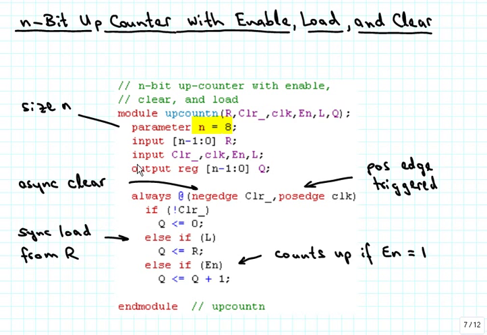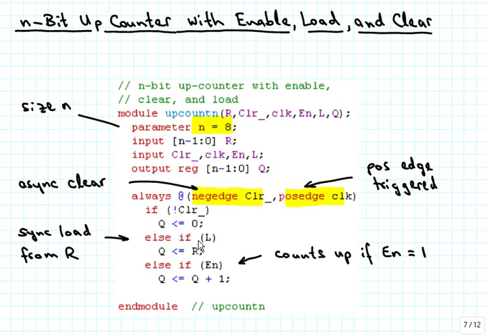So it's an asynchronous clear because we have a separate statement here for the clear and for the clock in the sensitivity list of the always block. It's positive edge triggered on the clock. If clear is 0, then Q is set to 0. And otherwise, if clear is 1, then we check if it is load.